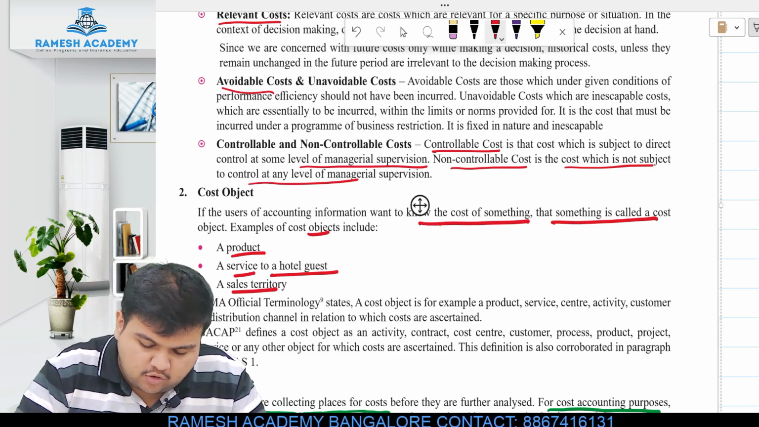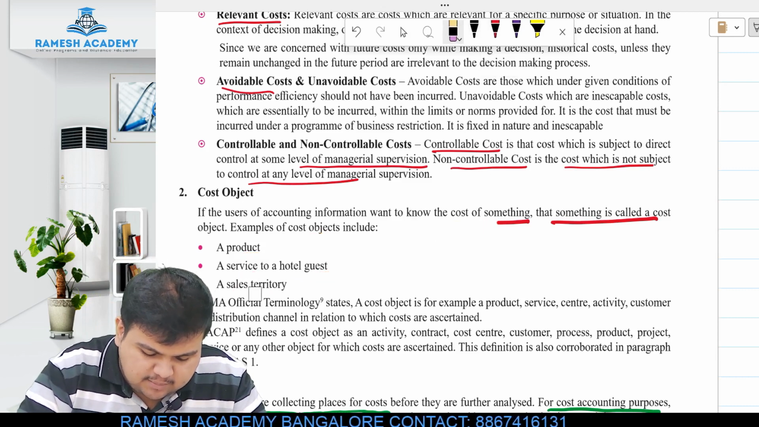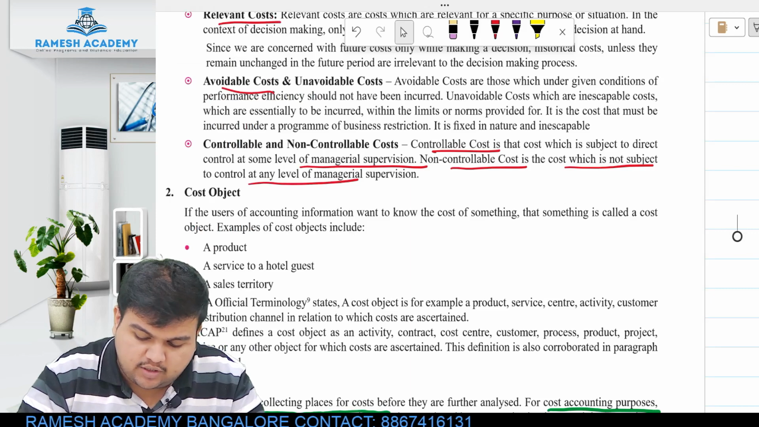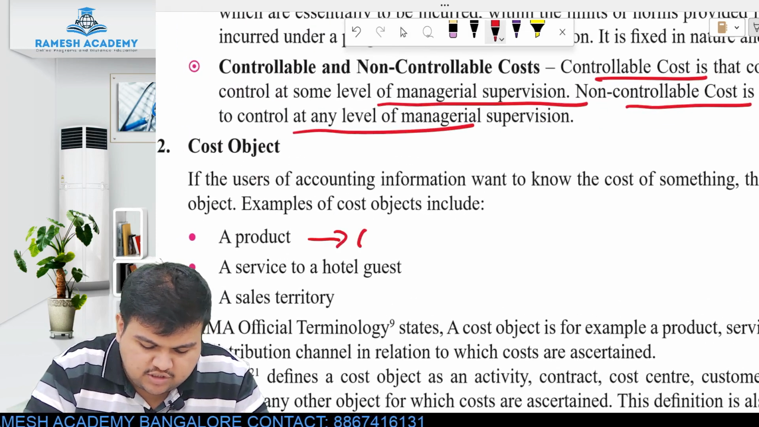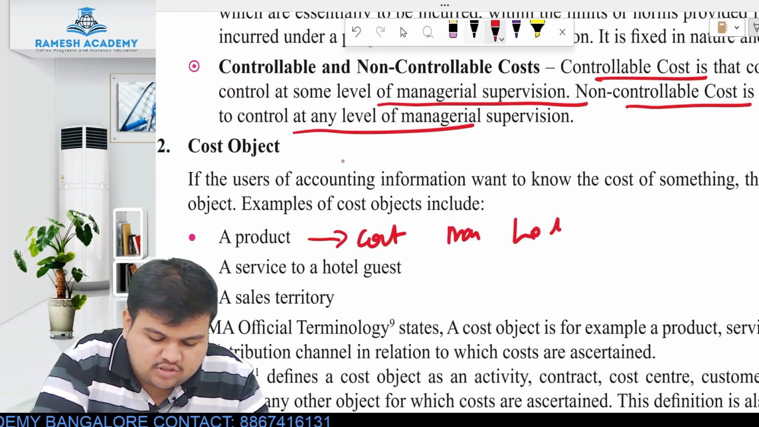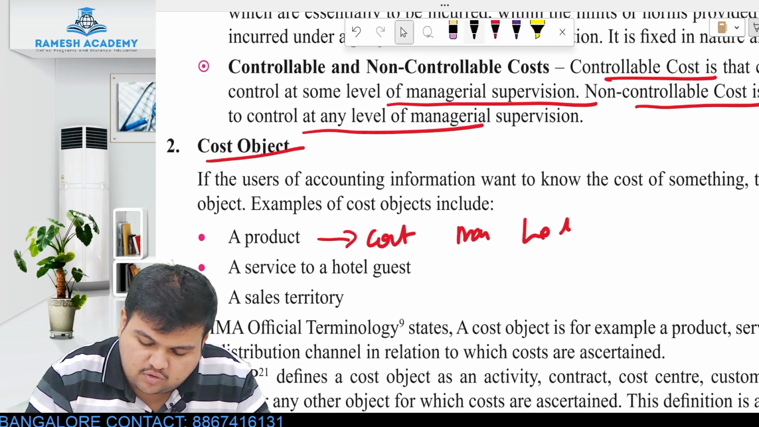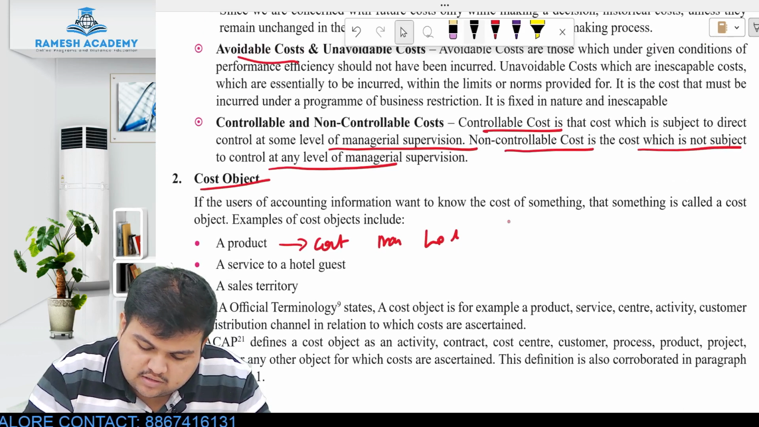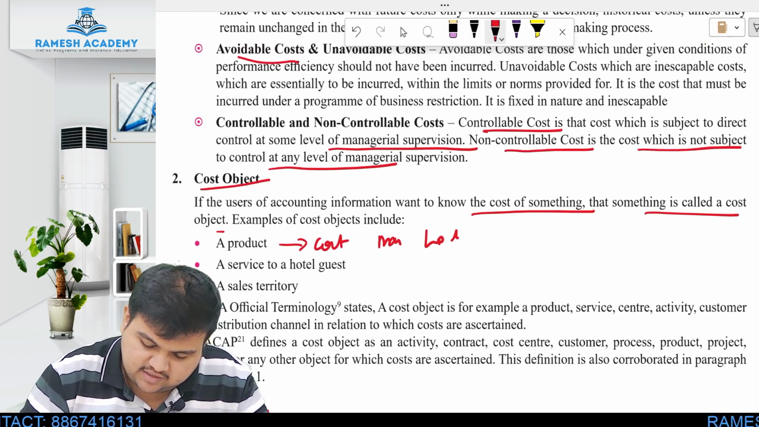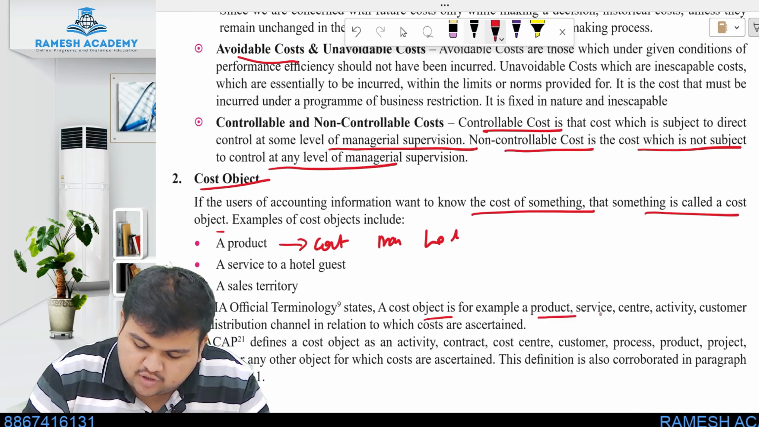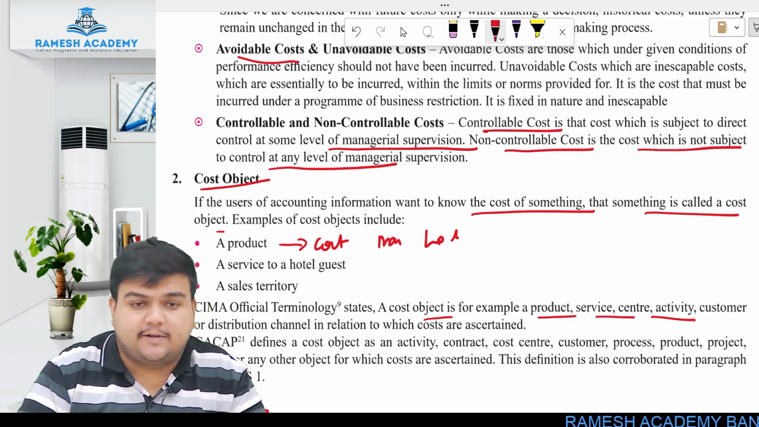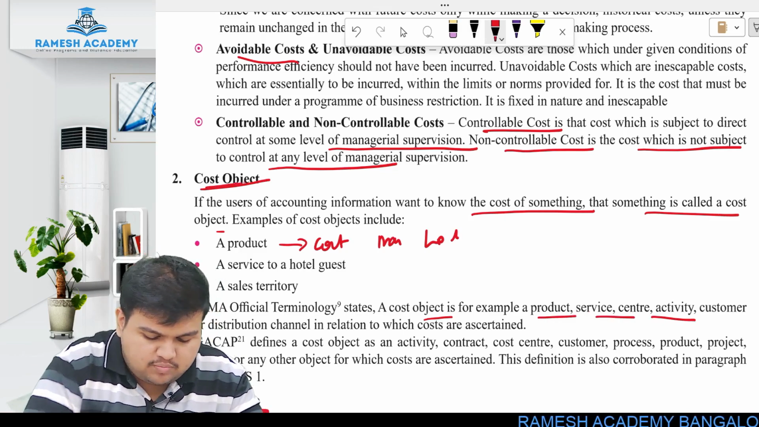Cost object: you need to incur cost separately for that. For a product you need to account separately for what costs are incurred, like manufacturing cost, labor cost. So this is a cost object, where the cost of something is calculated; that something is called a cost object. Examples of cost objects are a product, a service, a center, where you have to calculate the cost for it. That is the cost object.